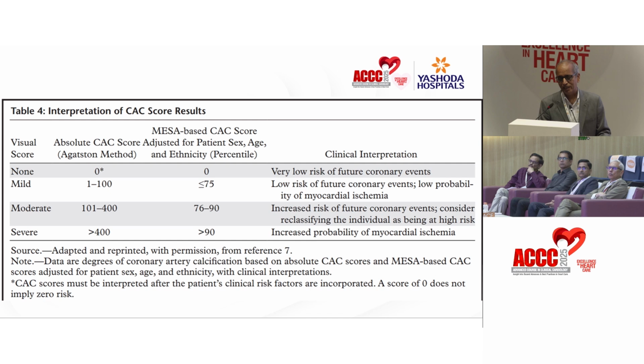So you can prognosticate using the coronary calcium scores. If you get a score of 0, it means that there is a very, very low risk of having coronary artery disease, but it doesn't say that you have a 0 risk. 0 doesn't mean 0 because you could have non-calcified plaques as well, depending upon the clinical pretest probability. 1 to 100 is mild, moderate is 101 to 400, and a score of more than 400 Agatston score implies a probability of severe cardiac disease.